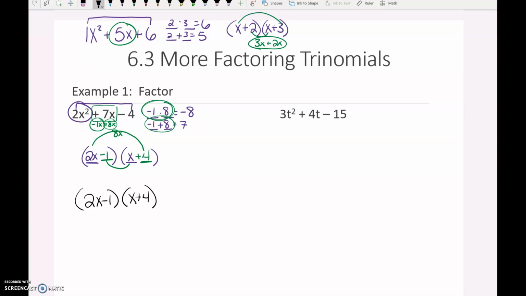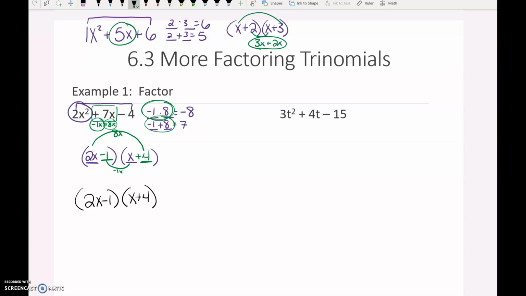That method is called guess and check. I honestly hate that it's called guess and check, because guess and check sounds like you're just throwing noodles against a wall and trying to see which ones stick. And that's not really what we're doing. We're using what we know about foiling or double distributing to go backwards and get back to the factored form.